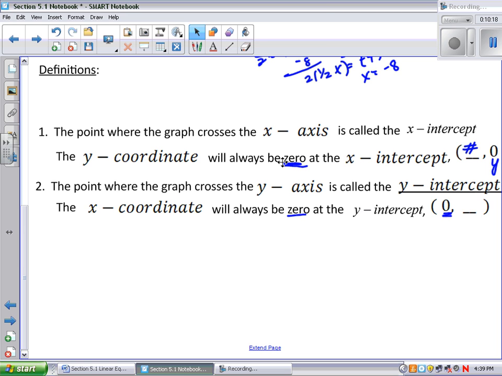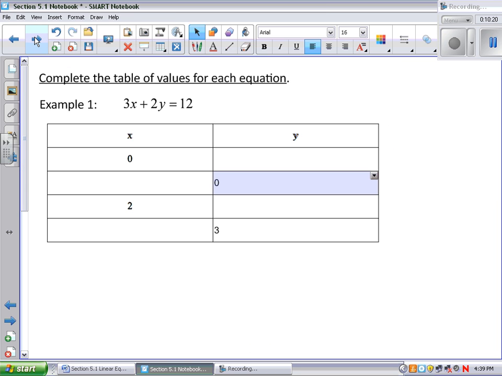I'm going to look at some examples now where we complete tables of values for equations, and we're going to identify the x- and the y-intercept when we do that. Complete the table of values. Again, if you would like to pause the video and do this work on your own, you may. I'm going to work through it fairly quickly since we've already done an example. In the chart, we have to do 4 calculations to fill in this chart.